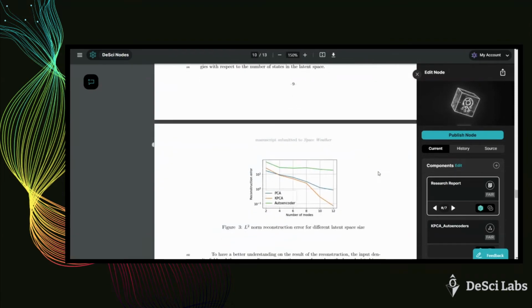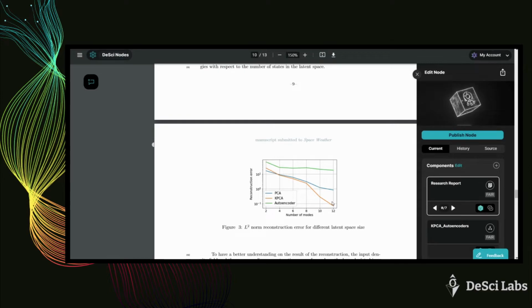Okay, and the next thing that we did is that, for the autoencoder, we came up with this number of 10 states in the lower dimensional space. But for PCA and KPCA, there was no optimization on it. So we just performed the 3 methods on different numbers of modes. And by modes, I mean the latent space size. And you can see that the result, besides this initial part, is compatible.